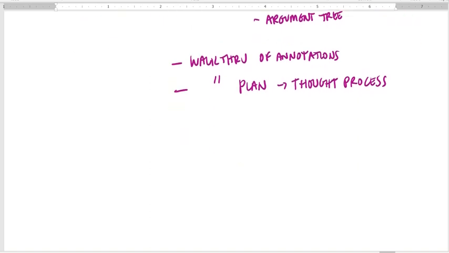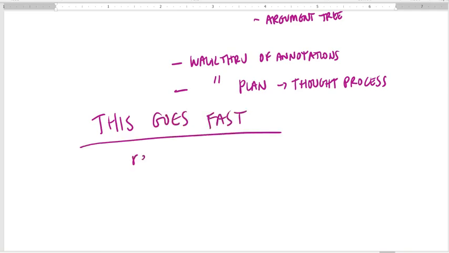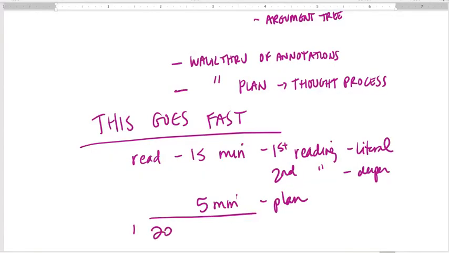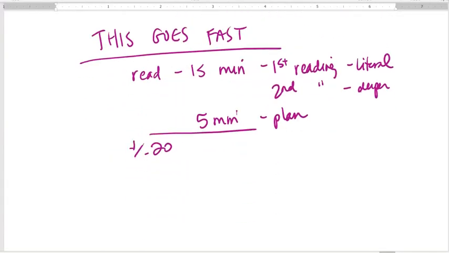As always, when you're recording your thoughts with somebody else or for somebody else, it seems like it takes a long time, but it's important to note that this goes fast. I read for about 15 minutes, and that's a first reading for the literal, and a second reading for deeper stuff. And then I take about 5 minutes to plan, which leaves me plus or minus 20 minutes to write.